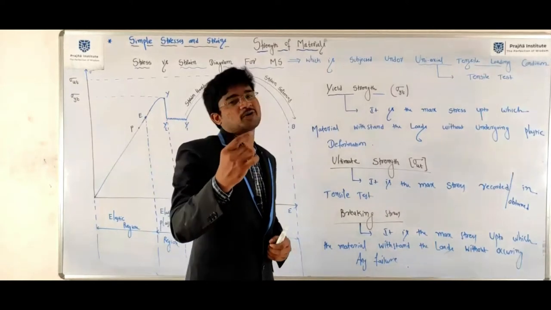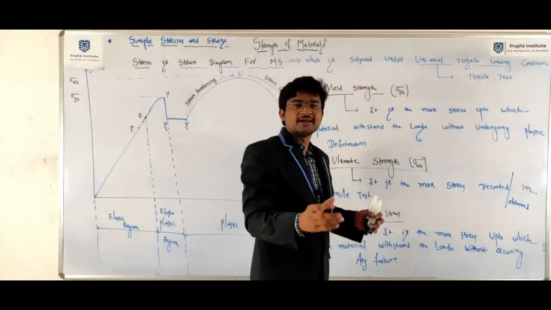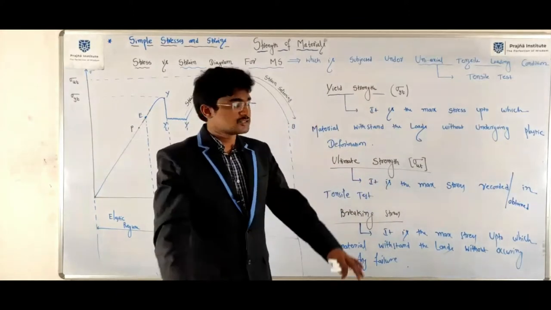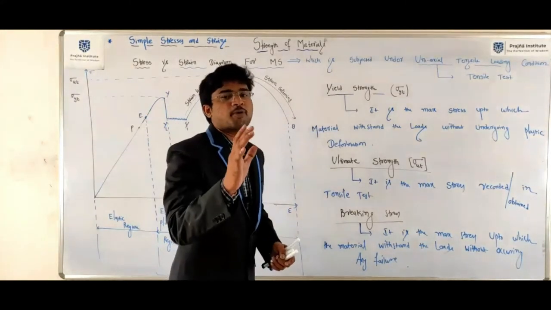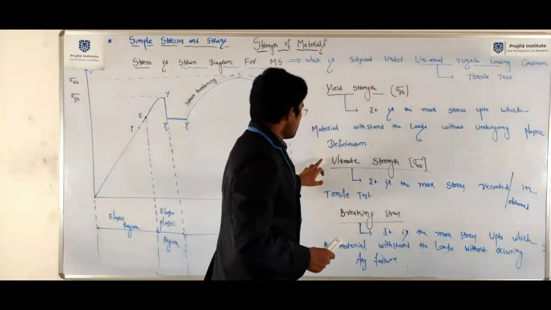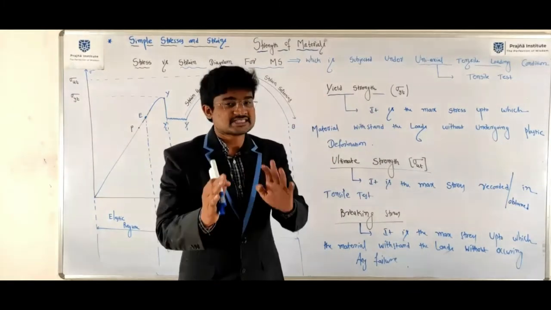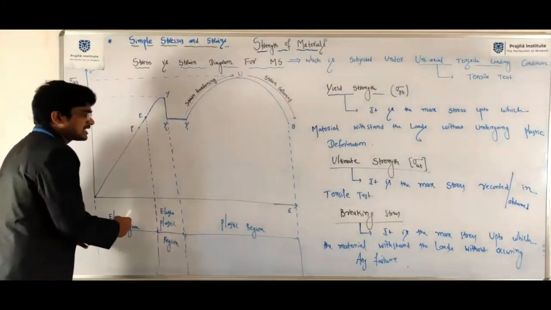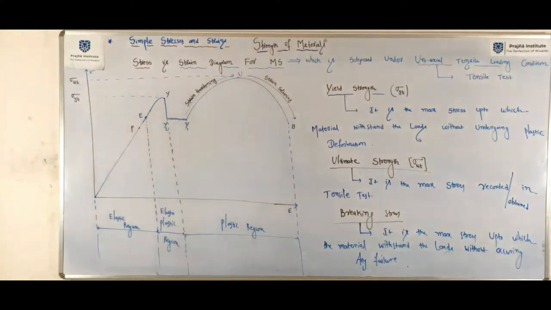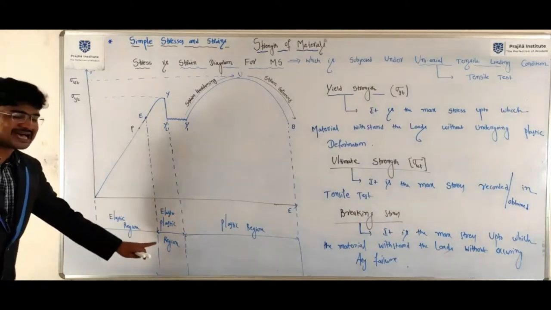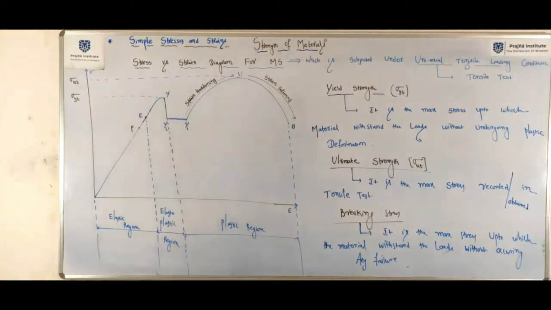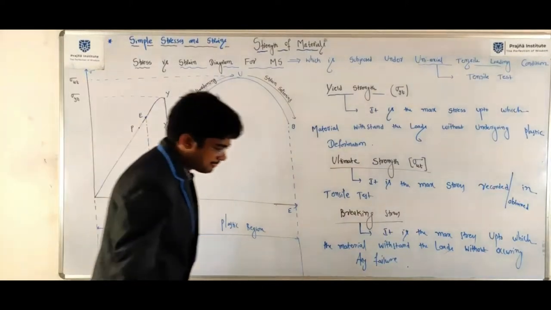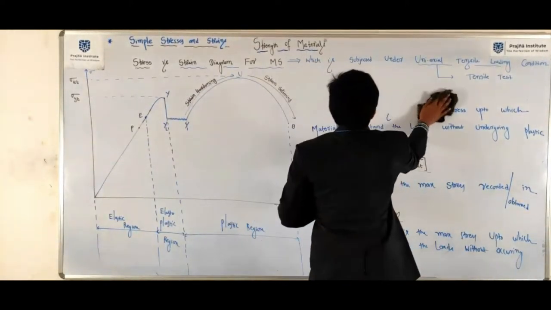What is meant by failure of the component? Cracks will be formed in it, then it will be broken. So the component will be broken after this particular point, and that is called failure of the component. Yield strength, ultimate strength and breaking stress. Now put it in elastic region. Write down up to here. Elastic region, elastoplastic region and plastic region.